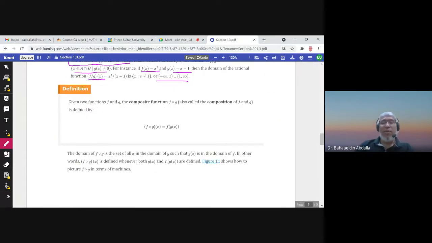Another way to find new functions from old is to use the operation composition, to find the composite function between two functions. If you have f and g, you can find f circle g of x, and the definition is f of g of x. So that's the definition of f circle g, or the composition.